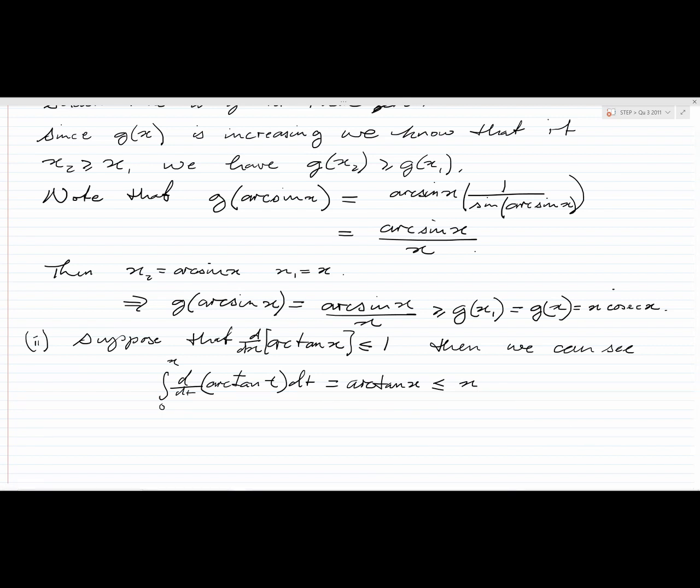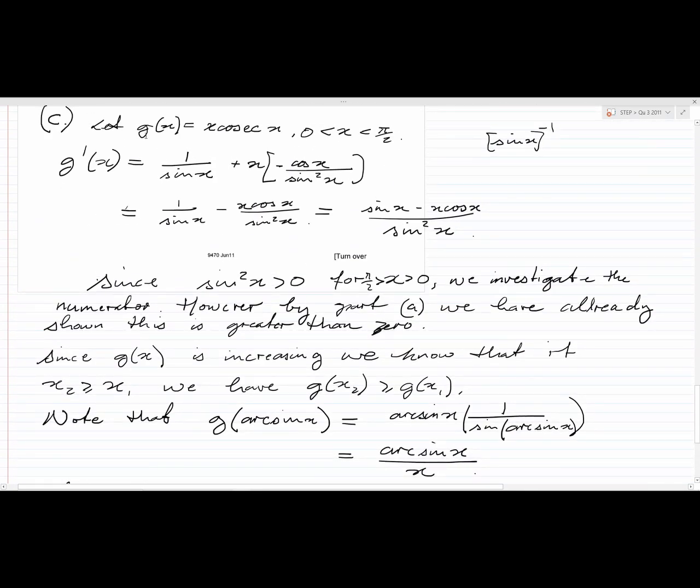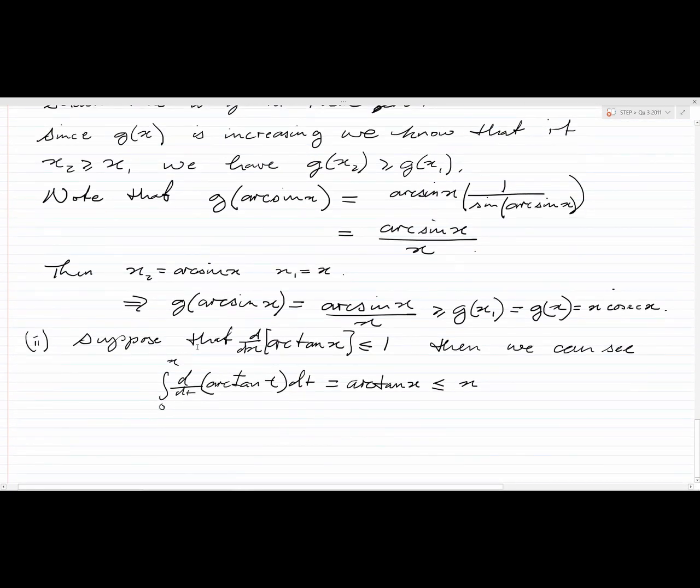So now we have to think about how to construct maybe a function to do the job which part C did. So we constructed this function g of x is equal to x cosec x. So now we can try and construct a similar function maybe to do the job that that function did.